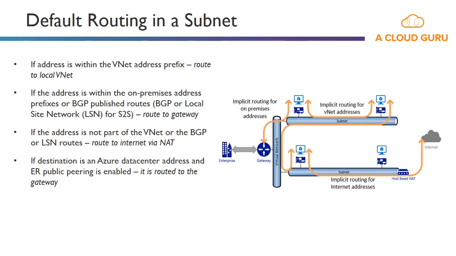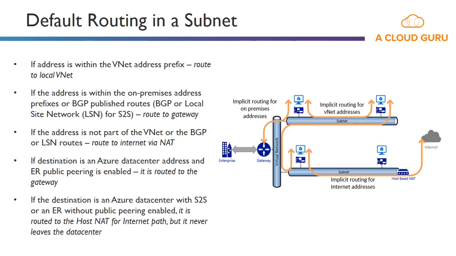If destination is an Azure data center address and express route public peering is enabled, it is routed to the gateway. Or if the destination is an Azure data center, but we're using site to site or an ER express route again without public peering enabled, it is routed to the host NAT for internet path. However, it doesn't actually leave the data center.